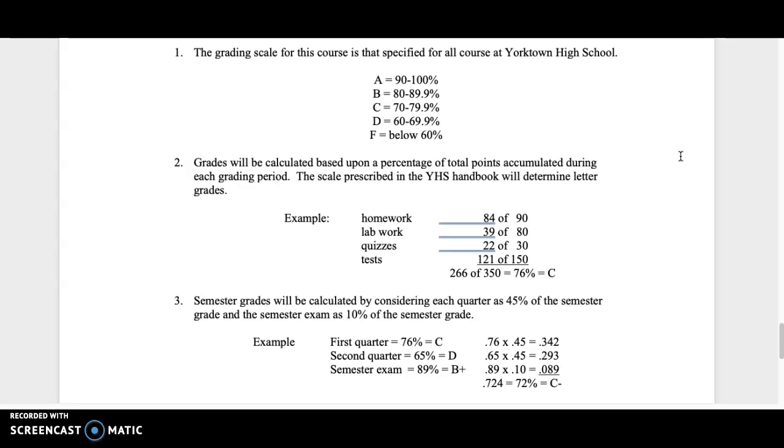Okay, how are grades figured? They're figured on a total points system. So all your homework, all your lab work, all your quizzes, all your tests are added together. You take the number of points you received divided by how many were possible. I get a percentage, and that will be assigned a grade.